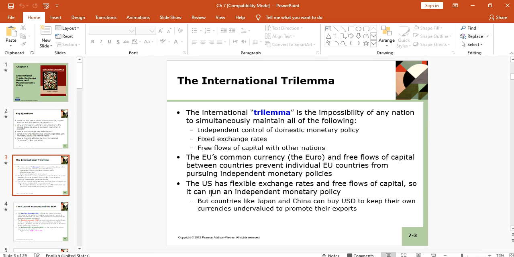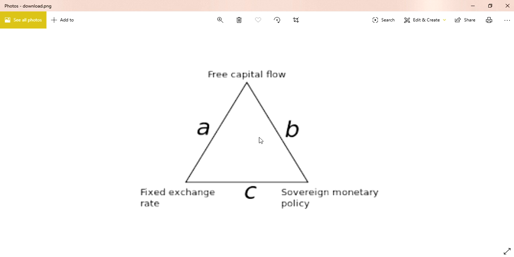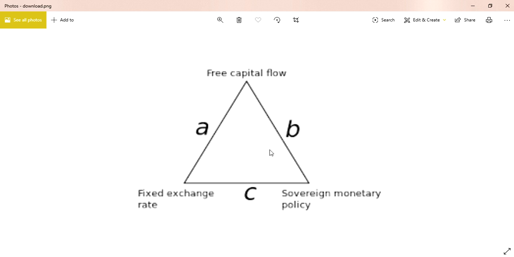The United States has a flexible exchange rate and free capital flow, so it can run independent monetary policy. Where is the United States? It is here, B. Free capital flow, sovereign monetary policy, flexible exchange rate, so no fixed exchange rate.